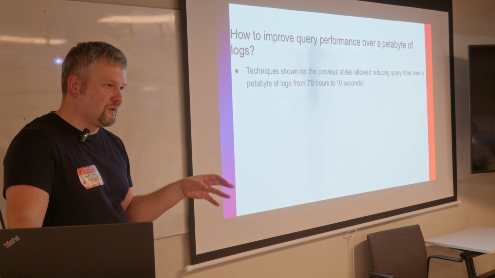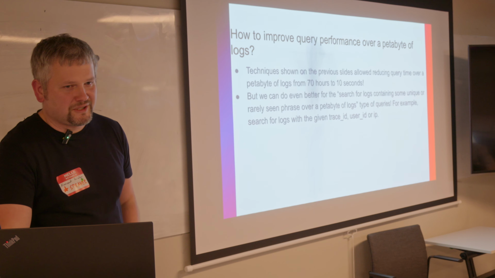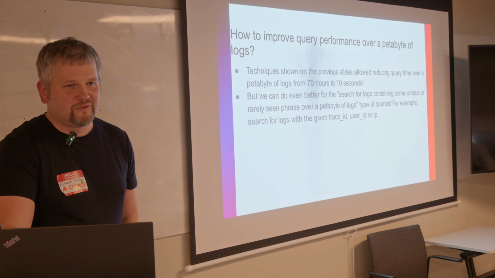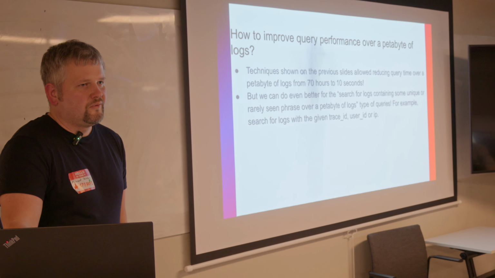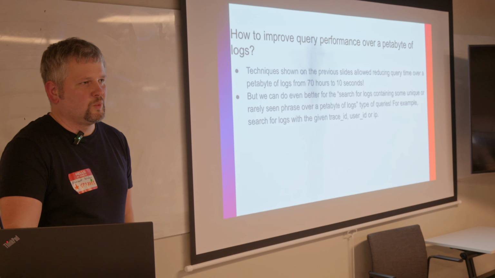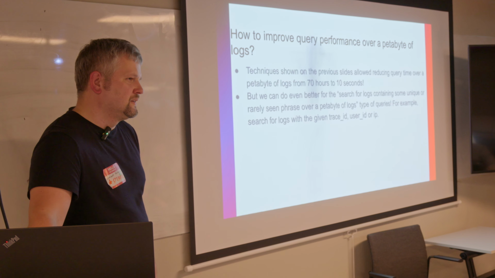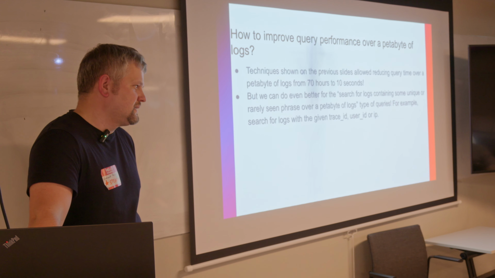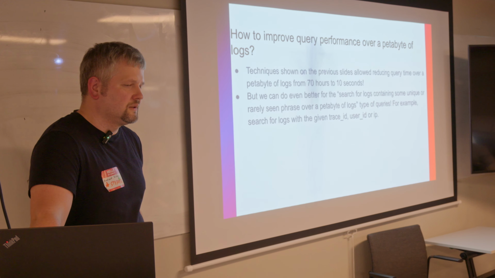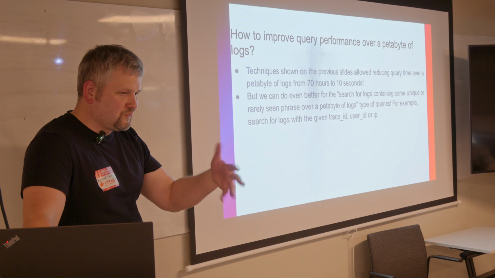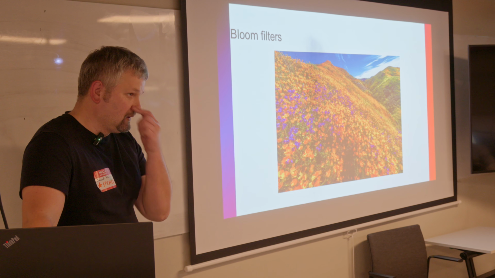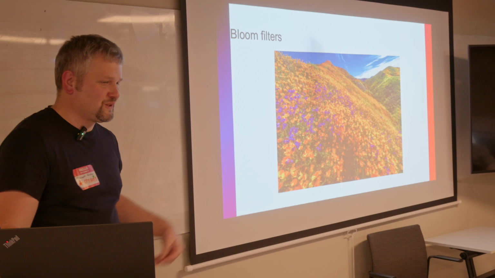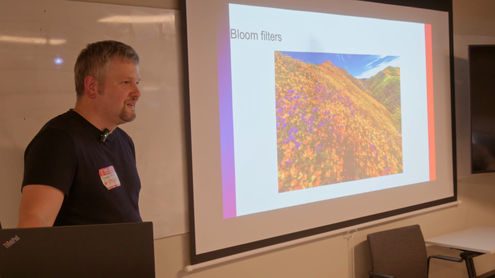But we can do even better for a special type of searches, which are used quite frequently in practice. For example, if we need to find logs with some unique or rarely seen string, such as trace ID or IP address or user ID, and so on. And we can improve speed even more for such types of queries. And the solution for this is named Bloom filters.